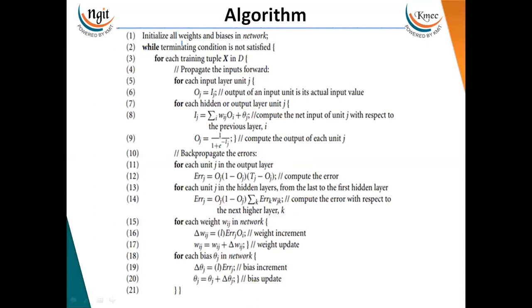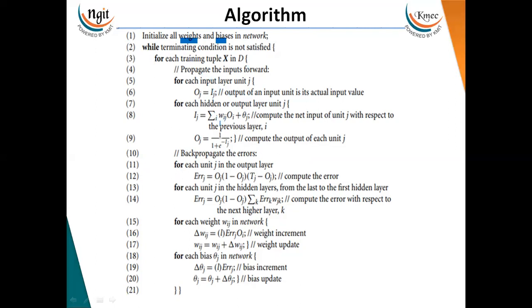Now, I will initialize the weights and bias. Input is already given by the user. Now, what I will do is, till my terminating condition is not satisfied, means till my error is not low, what I will do for each training tuple X in D, for each input layer, I will calculate the output. Now, how will I calculate this output? I calculate it using the activation function.